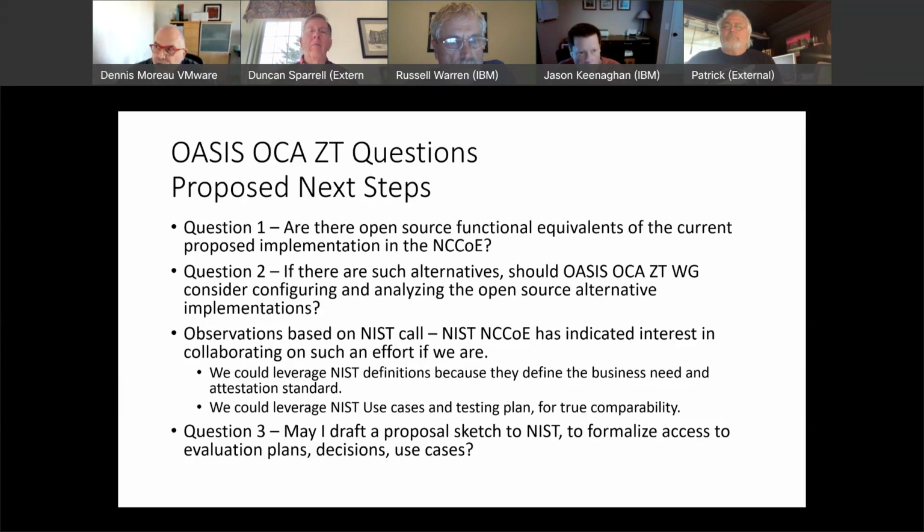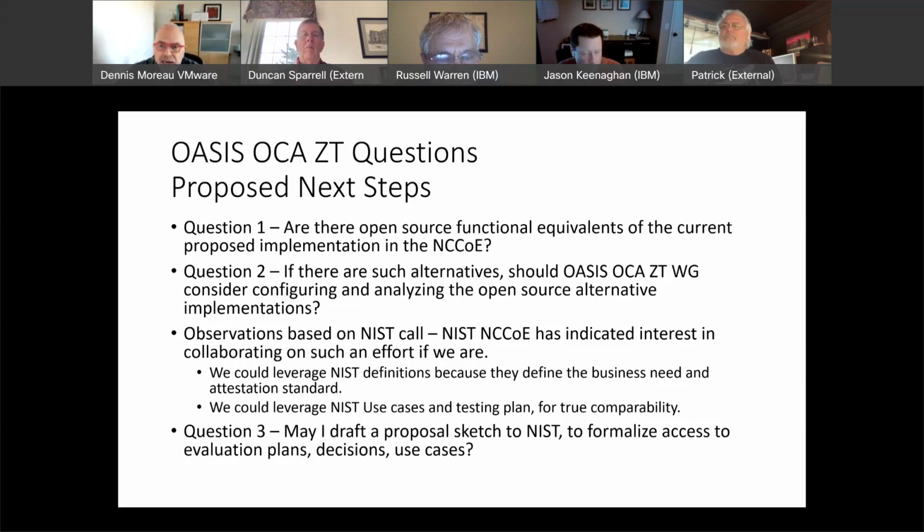And I think it's a useful thing to figure out because it enables the next one, which is that if we do find such a set of alternatives, wouldn't it be interesting for this working group then to consider configuring and analyzing open source alternatives and evaluating them exactly the same way NIST does to establish that as a viable channel for being able to meet what will be a very broad-reaching set of business requirements going forward.